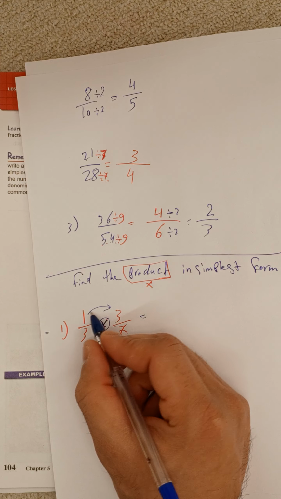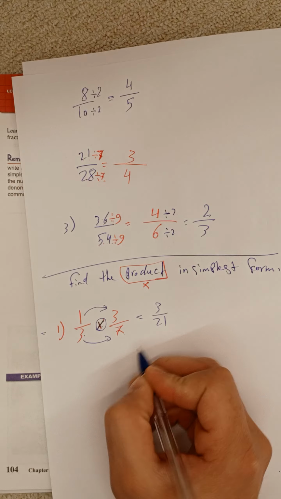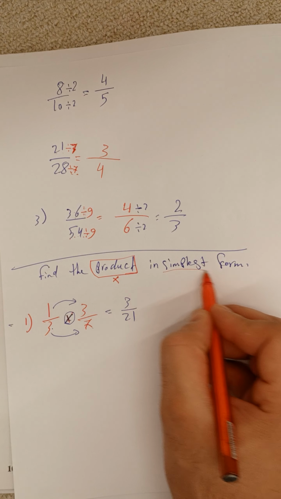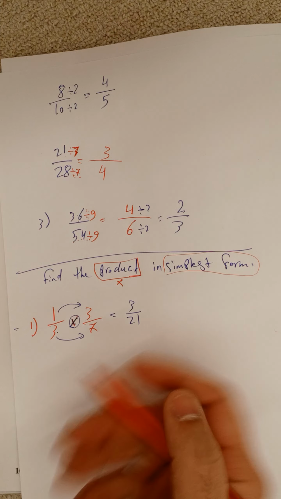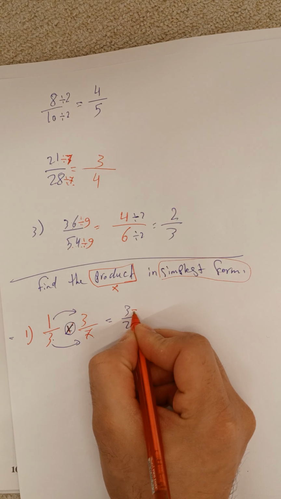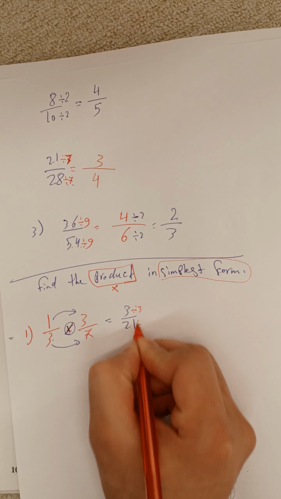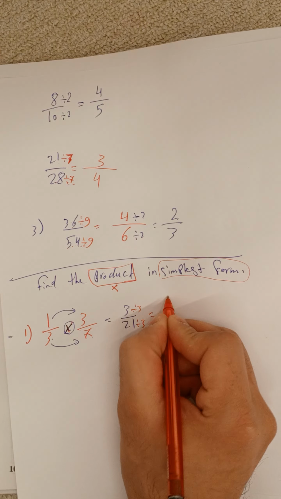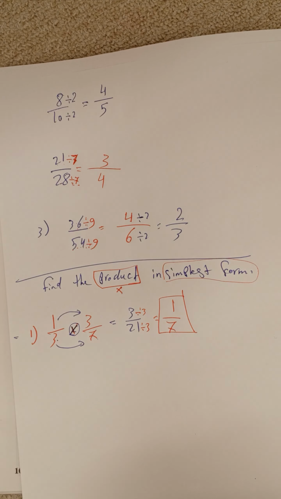It's going to be 1 times 3, which is 3. 3 times 7 is 21. Do not forget to go back to the question. The question says simplest form, so simplify your answer. We can divide by 3, because 3 times 1 is 3, and 21 divided by 3 is 7, since 3 times 7 is 21. 1 out of 7. That will be the answer.